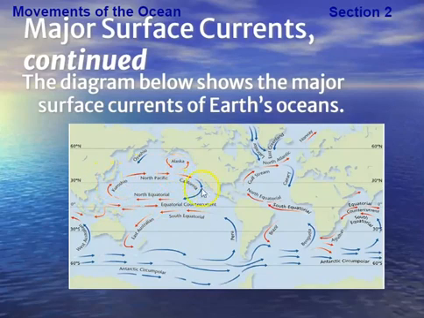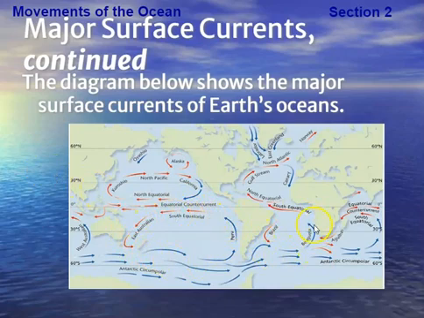Notice that these currents in the northern hemisphere, all except for the Alaska current that's being guided by our landmass, all of them are spinning clockwise. In the southern hemisphere, these currents are not spinning clockwise, they're spinning counterclockwise. And this is due to Coriolis.